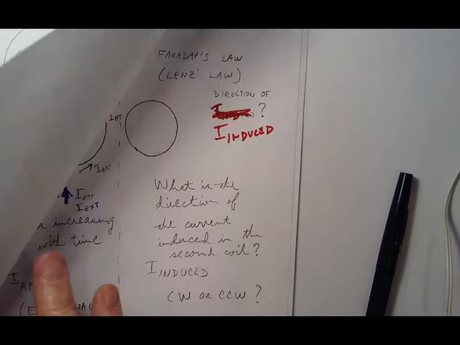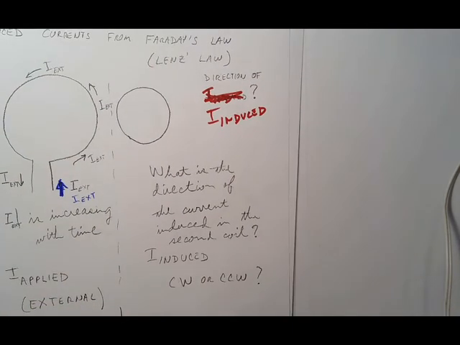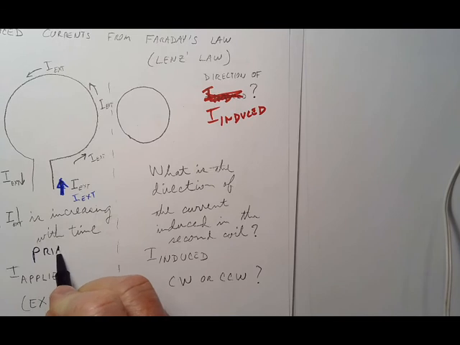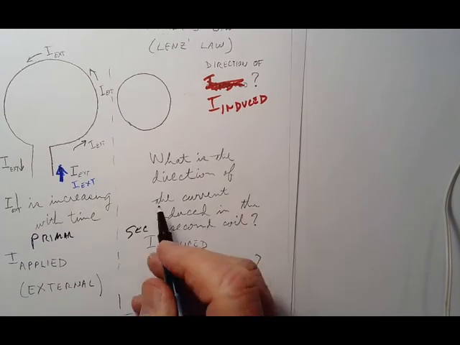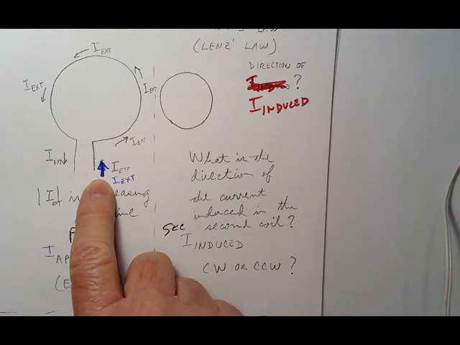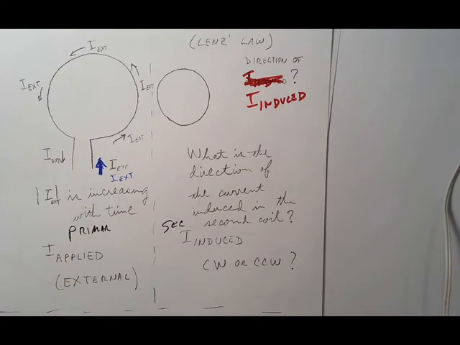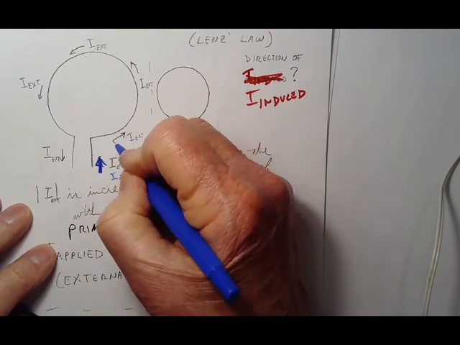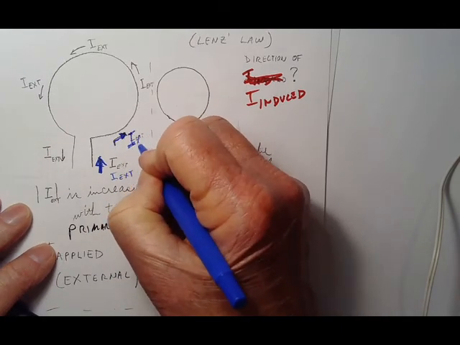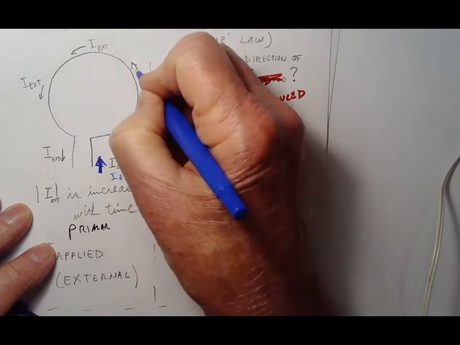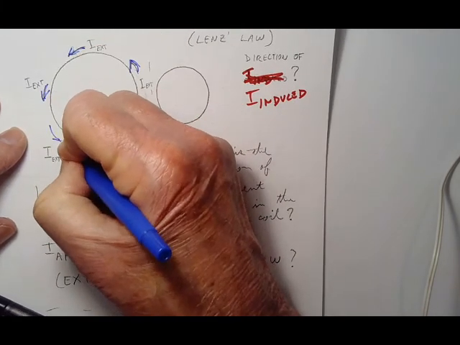Here's the question. Here's the primary of a transformer, and here's a secondary over here. I have a current going in here. This is the external source, the blue thing. So everywhere I have this I external, I'm going to draw that in blue. This is I external, which is going around here, going around here, going around here.